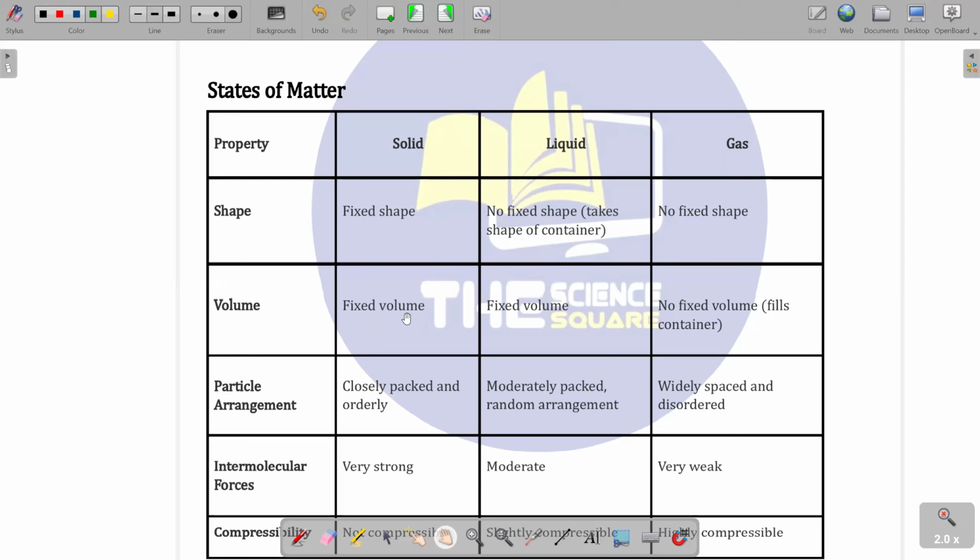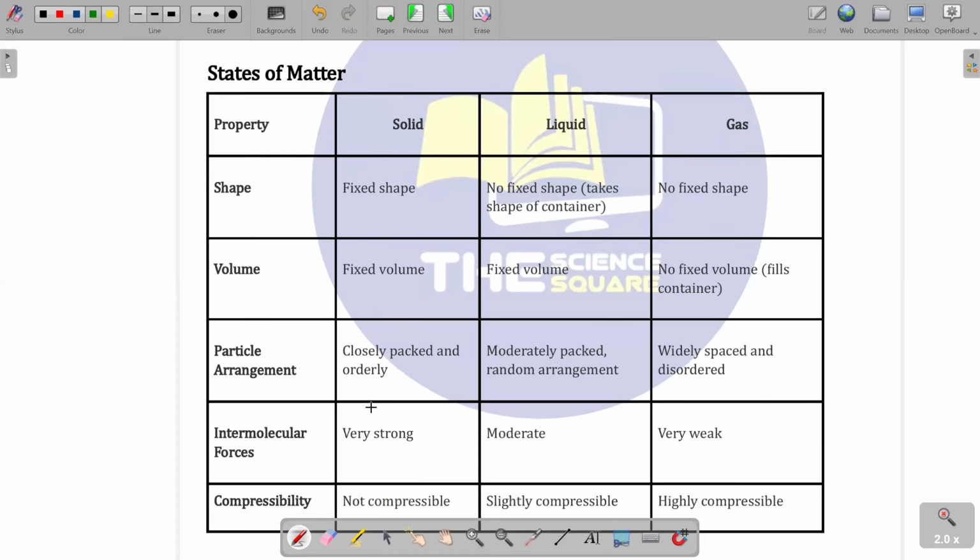Now the particle arrangement. As we have said, the particle arrangement in solids is closely packed. For example, let's look at the diagram on the next page. Looking at this diagram, we can see that the particle arrangement in solids is fixed, while that in liquids is not.